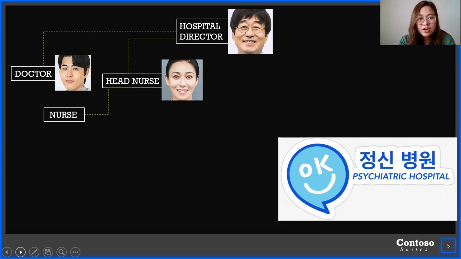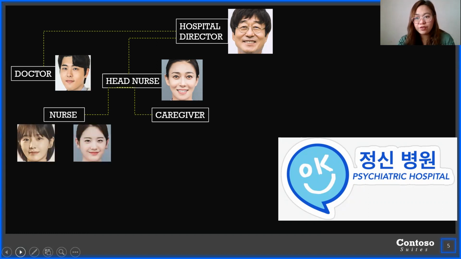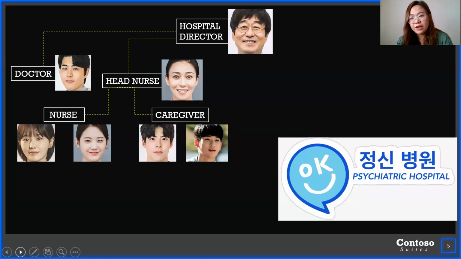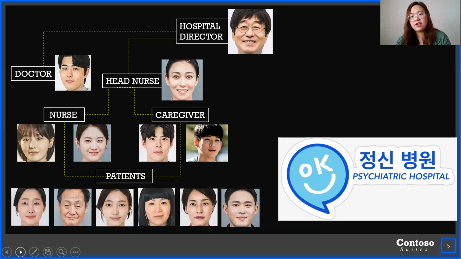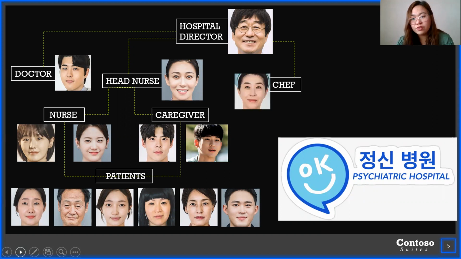So, si head nurse, under sa kanya yung dalawang nurse nila and the caregivers. Yan. And syempre, sinong inaalaga nila or sinong under kay nurse and caregiver, yung patients natin. The psychiatric patients nung hospital. So also under the hospital director is yung chef doon sa canteen nung kanilang hospital. And then, yun. So that makes up the whole organizational chart of the psychiatric hospital.